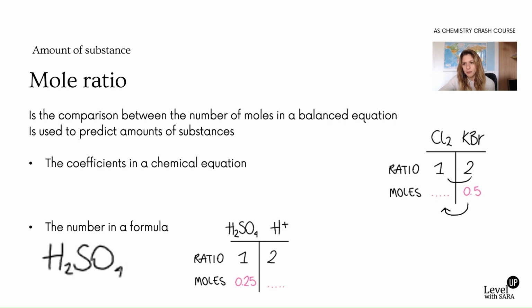Well, we need to remember to apply the same change as the ratio. Going from 2 to 1, we divide it by 2. So we will do the same, divided by 2. So we will have 0.25.